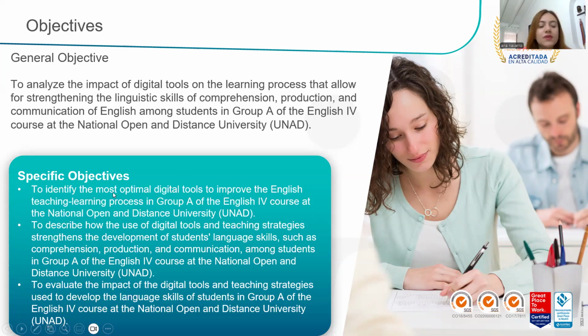The specific objectives are to identify the most optimal digital tools to improve the English teaching and learning process in Group A of the English 4 course of the National Open and Distance University; to describe how the use of digital tools and teaching strategies affects the development of students' language skills, such as comprehension, production, and communication, among students in Group A of the English 4 course; and lastly, to evaluate the impact of the digital tools and teaching strategies used to develop the language skills of students in Group A of the English 4 course of the National Open and Distance University.